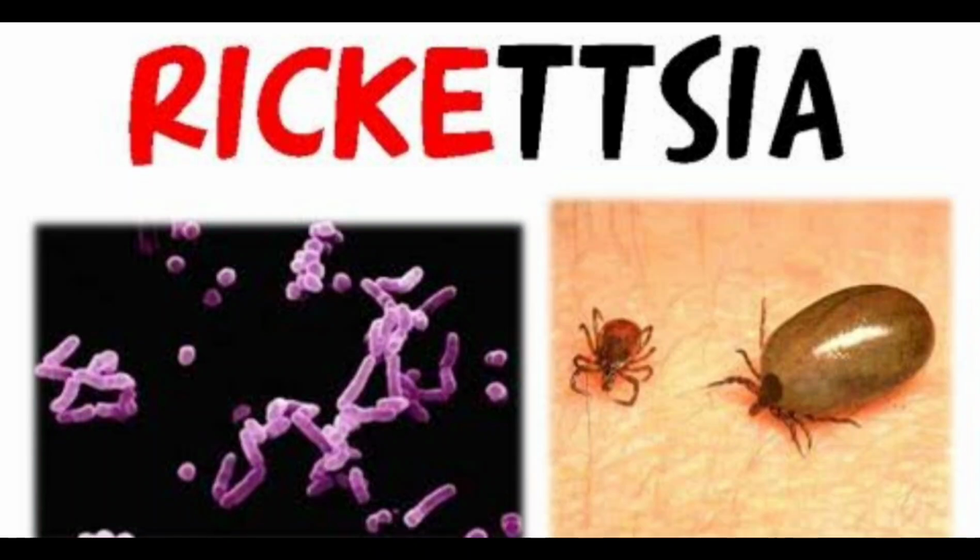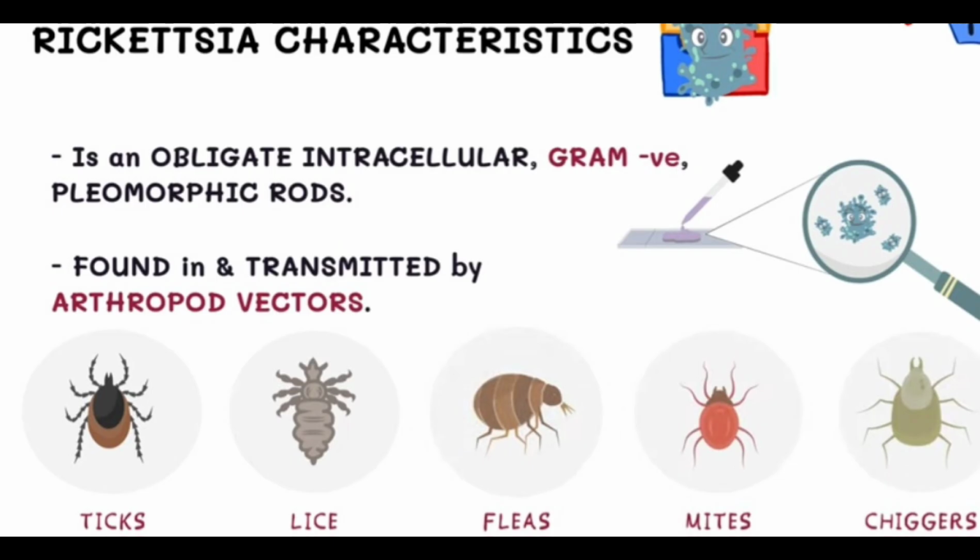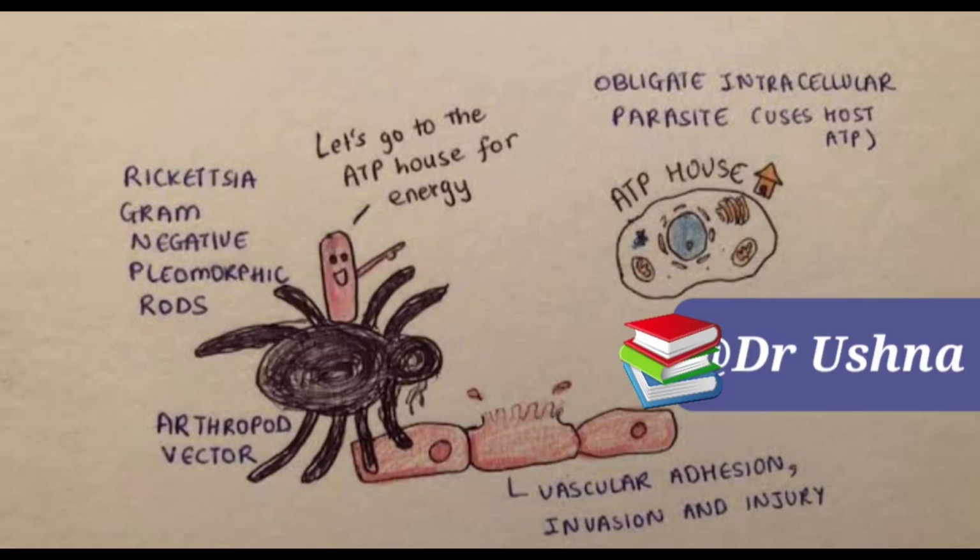Rickettsia is a very important topic from the MCQ point of view. It is a gram-negative intracellular obligate parasite which is transmitted by the arthropod vector in the form of ticks, lice, fleas, mites. This picture is summarizing the sequelae of the rickettsial infection.